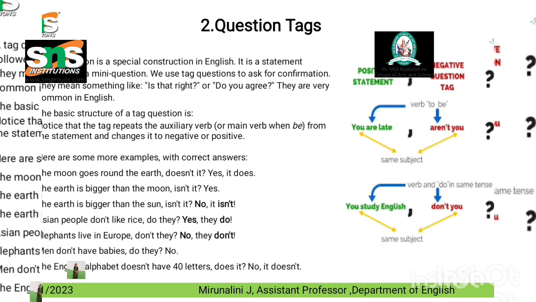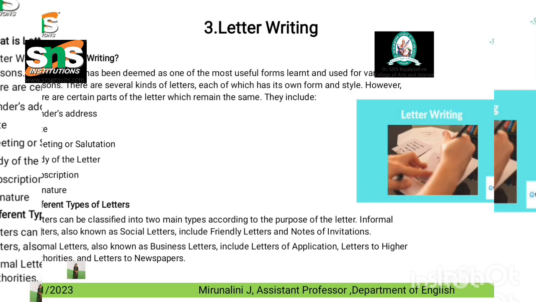Here if we follow the example, Asian people don't like rice. They don't like rice is a negative statement. Here comes the question tag, do they? A positive question tag. And then the final thing of the unit is letter writing.